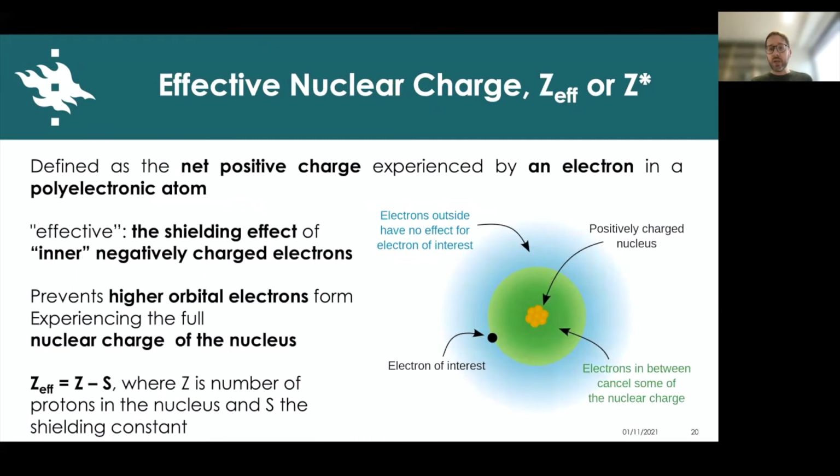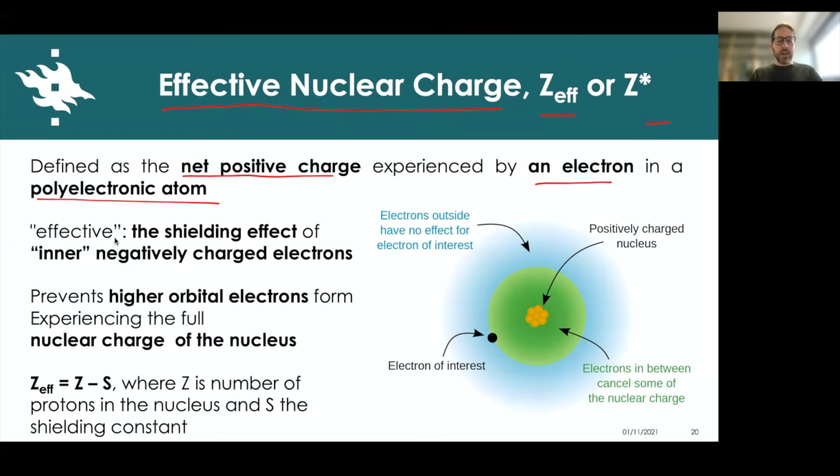So before we start this discussion on the atomic properties, it is important to understand a very important concept, which is the effective nuclear charge, which you also see represented as Zeff or Z star, okay? The effective nuclear charge is defined as the net positive charge that is experienced by an electron in an atom that has several electrons, all right? So it's the net positive charge experienced by an electron in a polyelectronic atom. Why do we say net positive charge or effective positive charge?